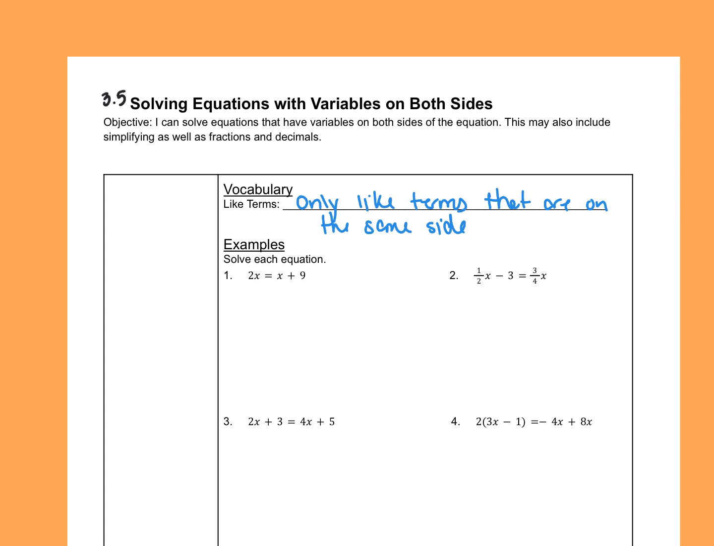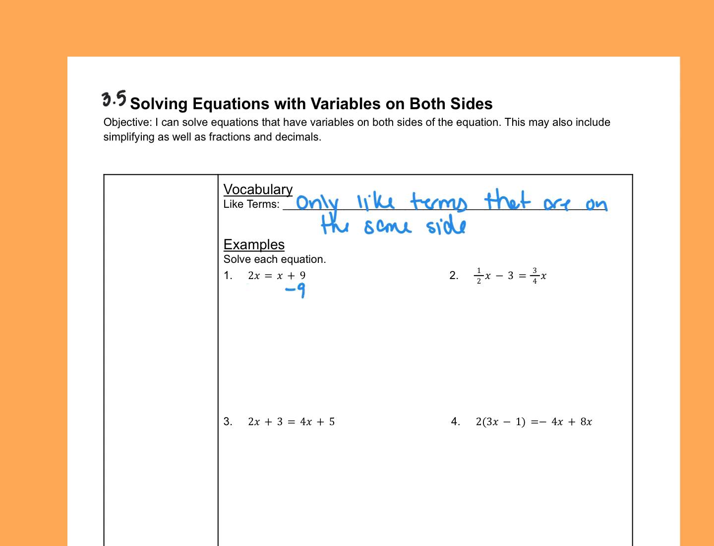For example, like in number 1, 2x and x are like terms, but they're on opposite sides of the equal sign. So we can't just combine those and say 3x, but we can use inverse operations. Anytime we're looking on opposite sides of the equal sign, we have to use inverse operations. Just like if I wanted to move this 9 over, the opposite of plus 9 is minus 9.